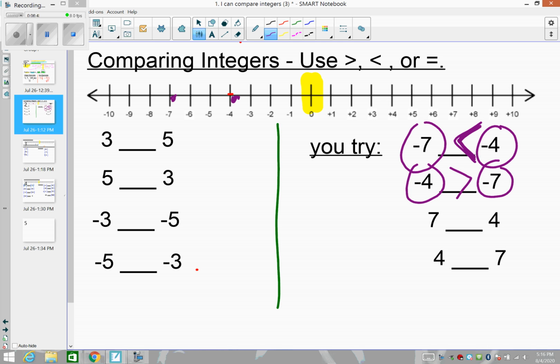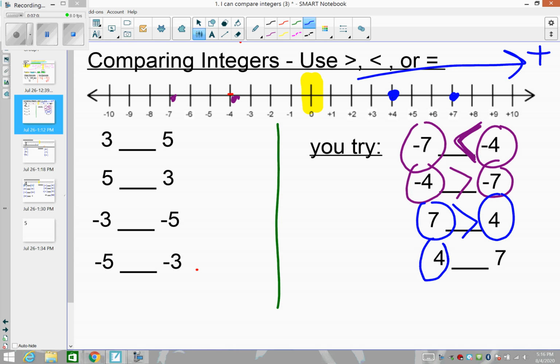So let's go to the positive side. Now let's see what we have. How about +7? You're very familiar with positive numbers all the way since elementary school. +4. Which one's better? Well, you know that 7 is better than 4. It's more positive as we grow. So you should have a greater than sign there. 7 greater than 4. And then if we flip those around, of course, we flip the symbol because we still want the alligator to eat the 7.